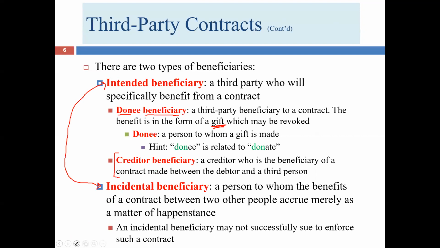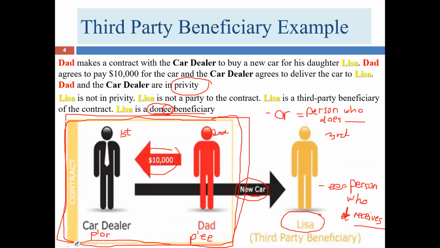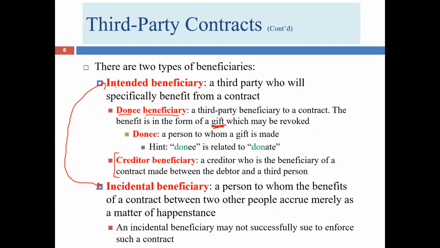If you're Lisa, or whomever the third party is, you very much want to be in the world of intended beneficiaries, because incidental beneficiaries, you probably gathered because of the name, are not sitting pretty. So what is an incidental beneficiary? It's a person to whom the benefits of a contract between two other people accrue merely as a matter of happenstance. Let's consider for a second Pete.